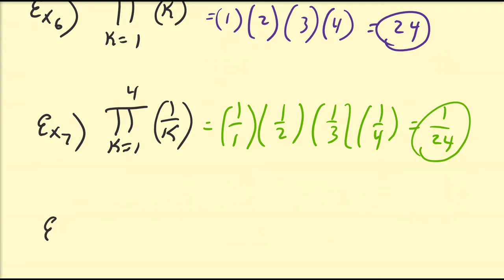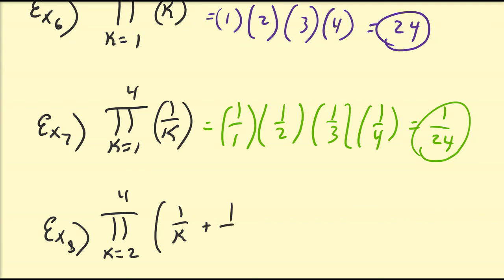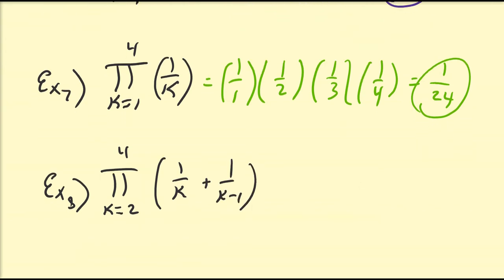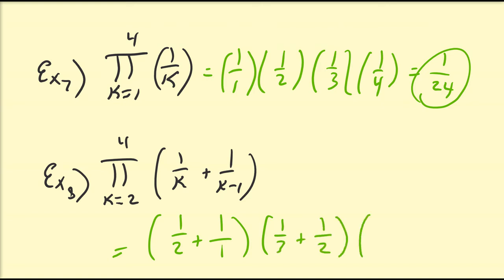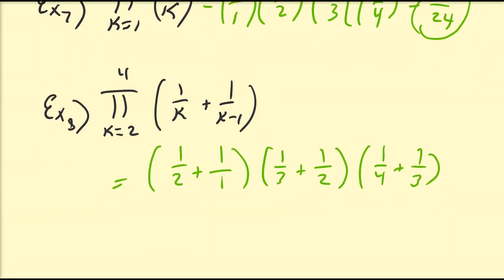Now let's do something a little bit more fun. Let's do the product from k equals 2 to 4 of (k plus 1) over (k minus 1). So let's replace k with all the numbers from 2 to 4. So this is going to be (2 plus 1) over (2 minus 1), which is 1, multiplied by (3 plus 1) over (3 minus 1), which is 2, times (4 plus 1) over (4 minus 1), which is 3.